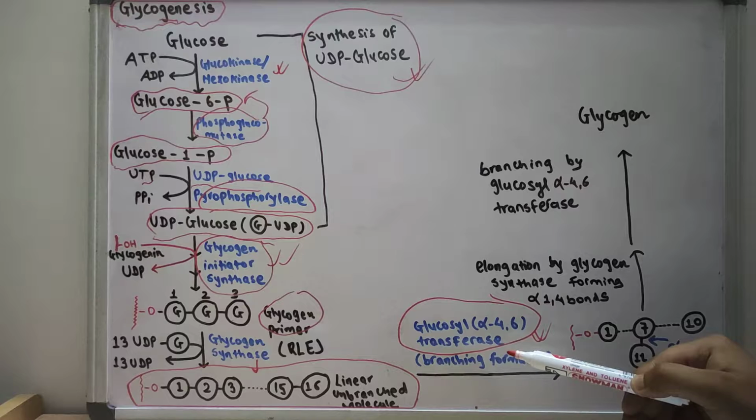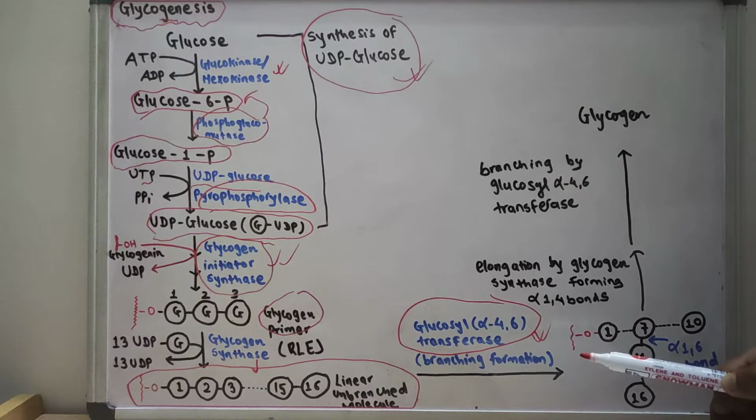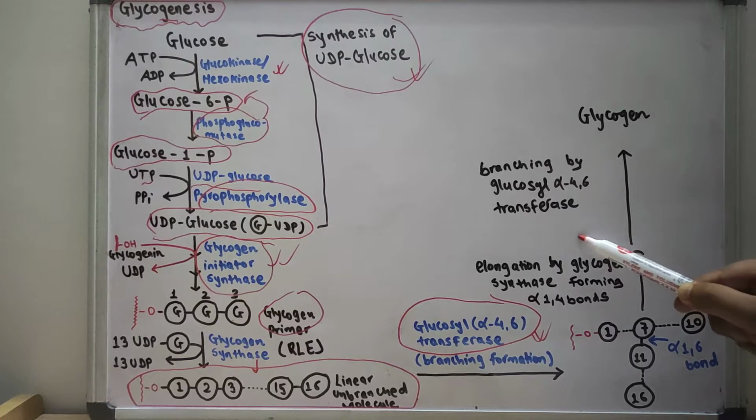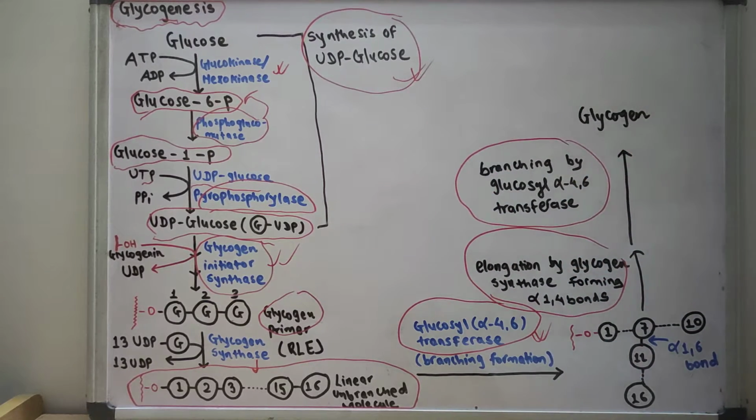So this enzyme transfers a small fragment of 5 to 8 glucose residues from the non-reducing end of the glycogen by breaking the alpha 1,4 linkage to another glucose residue where it is linked by an alpha 1,6 bond. So this leads to the formation of a new non-reducing end beside the existing one. So glycogen is further elongated by the enzyme glycogen synthase, and further branching is done by glucosyl alpha 4,6 transferase, and ultimately the glycogen molecule is formed by these various steps.